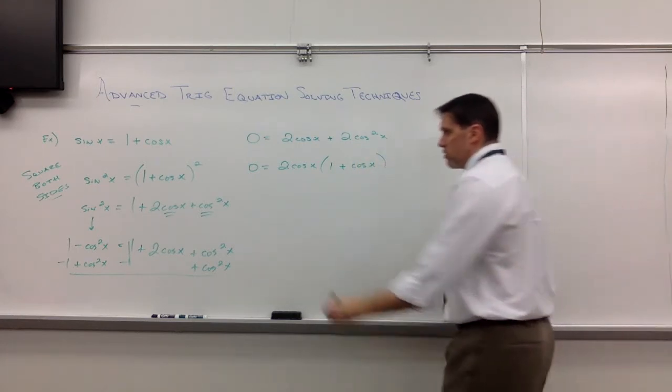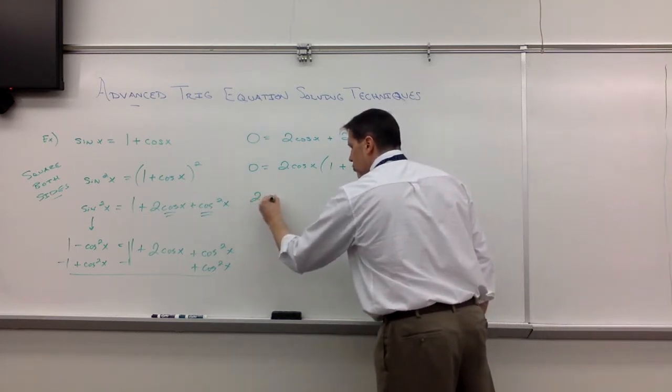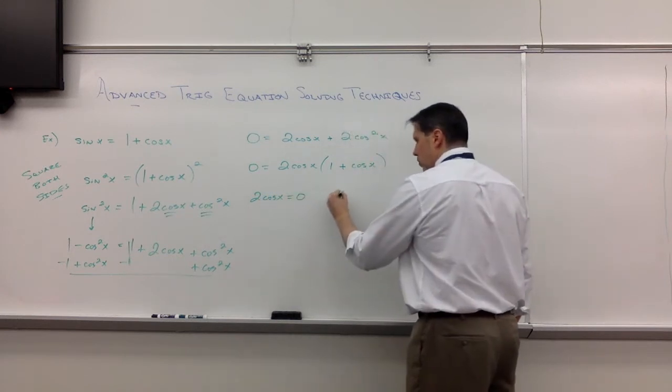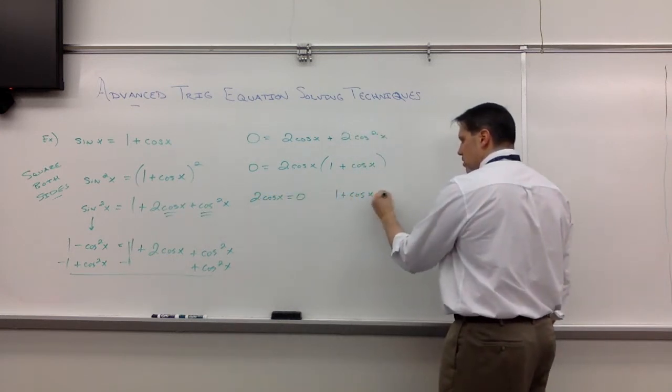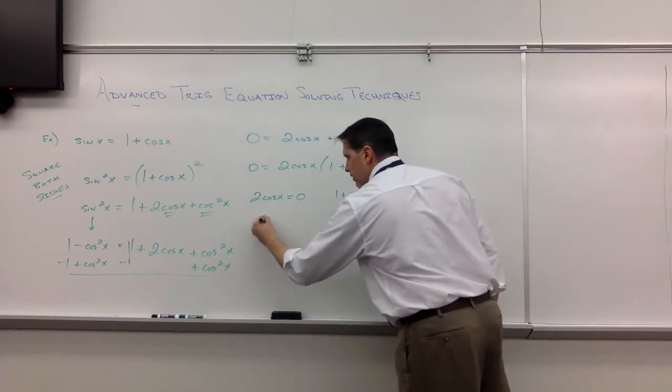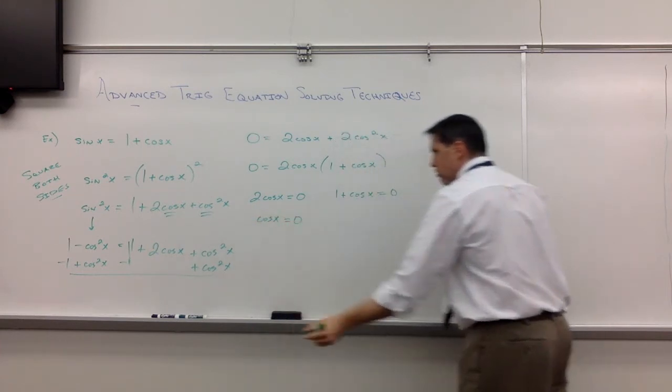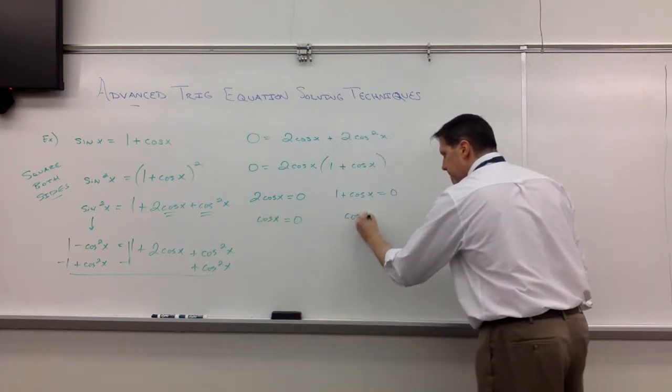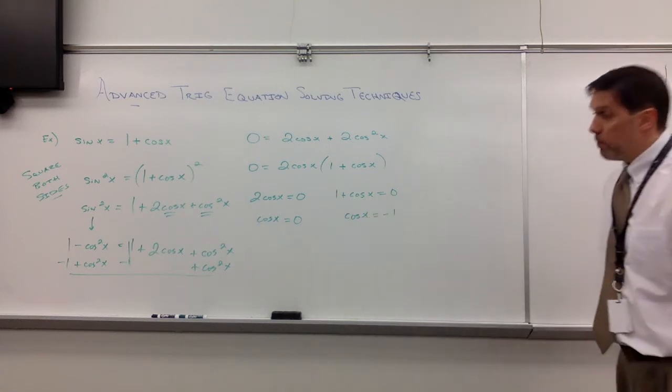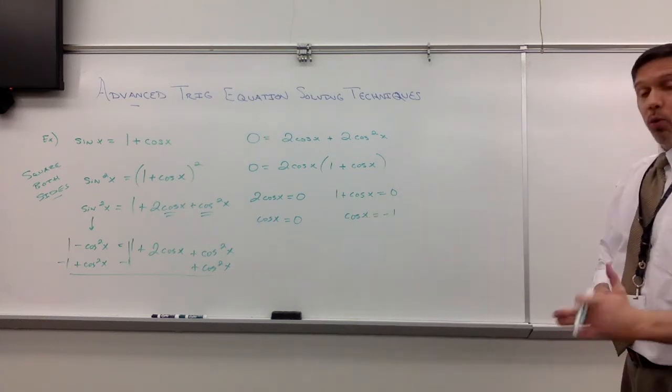Set both of our factors equal to 0. 2 cosine of x equals 0. 1 plus cosine of x equals 0. So divide by 2, still get 0. Subtract 1, I get -1. All right, these look to be quadrantals.